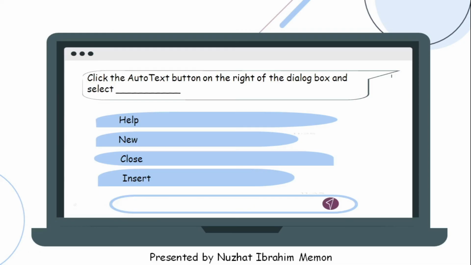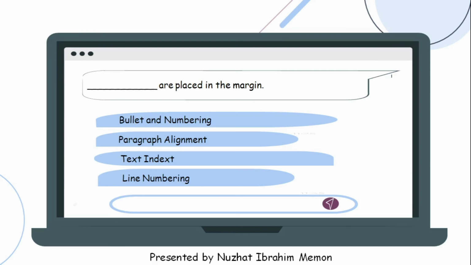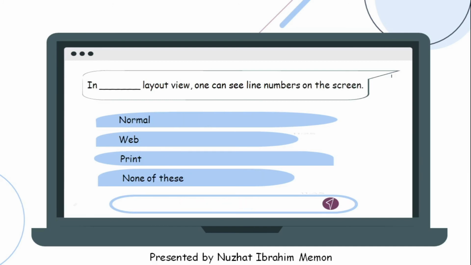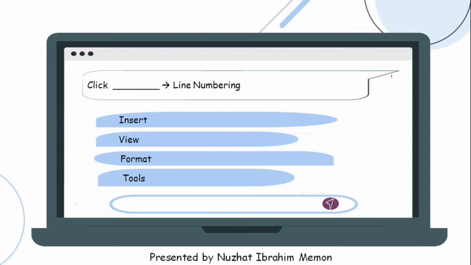Now click the auto text button on the right of the dialog box and select dash. So you have to select new and dash are placed in the margin. So line numbering are placed in the margin. In dash layout view, one can see line numbers on the screen. So in print layout, you can see line numbers on the screen.